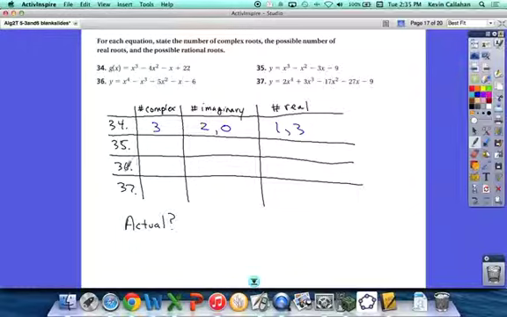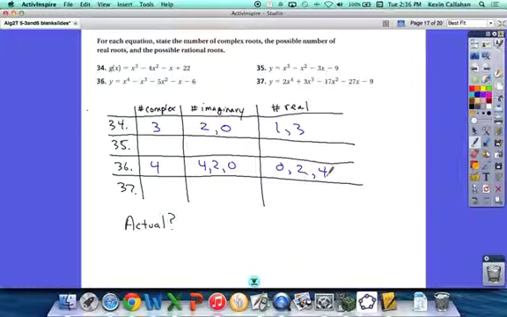How about number 36, because that's a different degree. 4th degree, so how many complex zeros? 4. And how many imaginary could there be? It could be 4, 2, or 0. If there's 4, how many real zeros are there? 0. If there's 2, how many real zeros are there? 2. And if there's 0, how many real zeros are there? 4. That's how you find the possible number of real zeros.